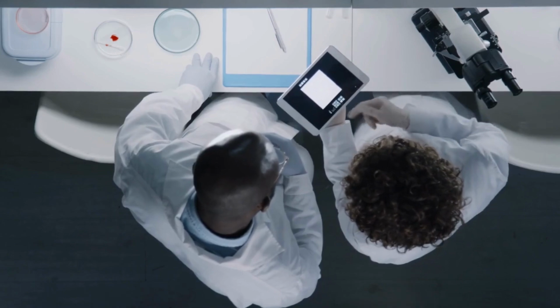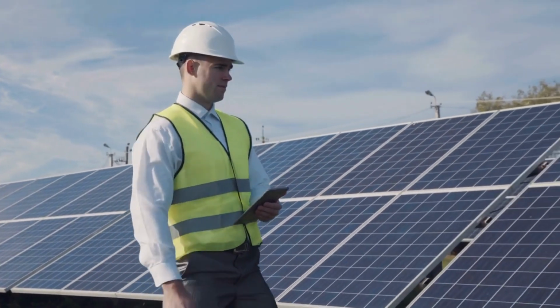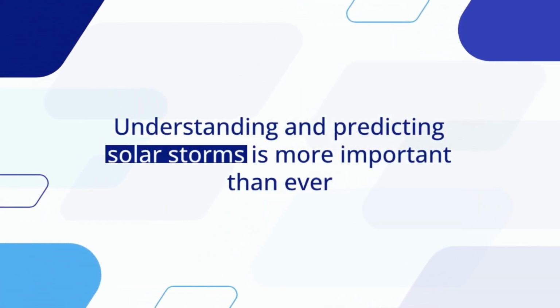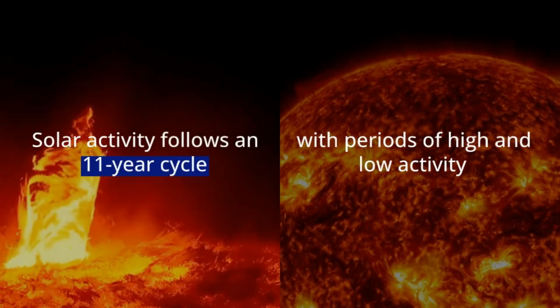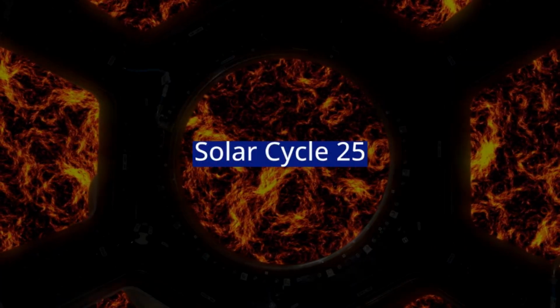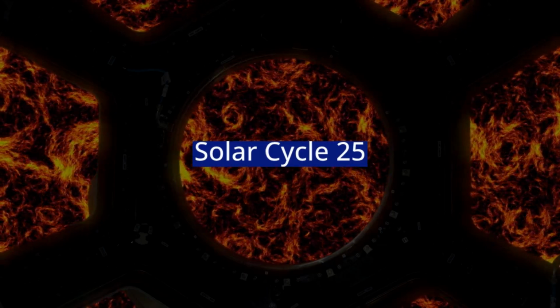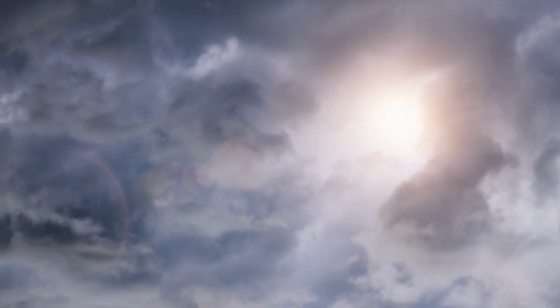If a storm of that magnitude were to hit us today, it could have severe consequences for our modern technology-dependent society. That's why understanding and predicting solar storms is more important than ever. Solar activity follows an 11-year cycle with periods of high and low activity. Right now, we are entering solar cycle 25, which scientists predict will peak around 2025. During peak activity, the frequency and intensity of solar storms increase.